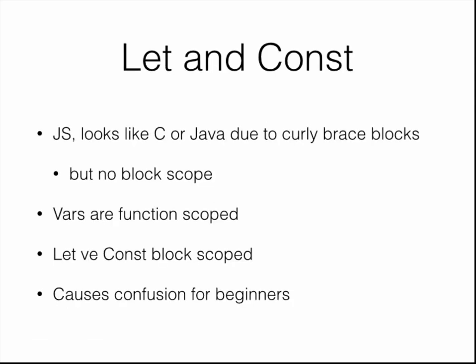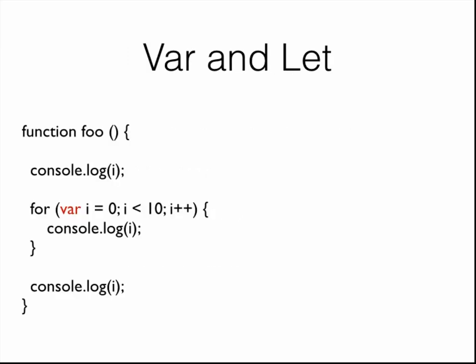So first, let and const. JavaScript as a language is very similar to Java or C in that it uses these curly braces for blocks. However, it has a major difference compared to Java or C. The variables we declare are function scoped, not block scoped. However, the newly introduced let and const keywords introduce variables that are block scoped. So let's see what the difference between var and let is.